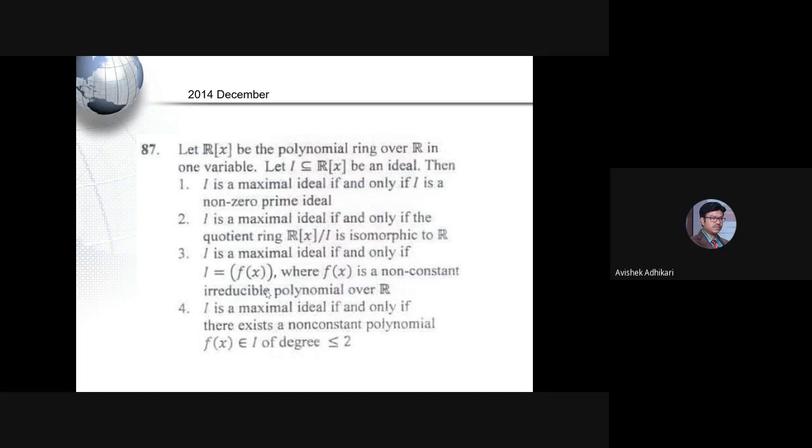So as Orko mentioned, it's an if and only if result. Suppose there exists a non-constant polynomial of degree 2, suppose (x minus 2) whole square. Do you think that the ideal generated by (x minus 2) whole square is a maximal ideal in R[x]? It's not, of course. So the result is false. So the actual answer: the first one is correct, the third one is also correct. So first and third will be the answer. Is it clear to all of you?